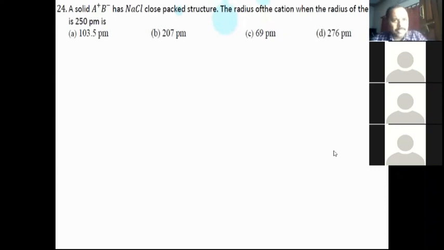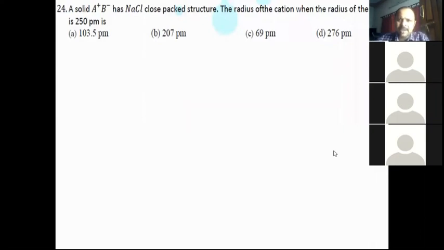A solid A plus B minus has NaCl close packed structure. What is the radius of the cation when the radius of the anion is 250 picometer? How do you go about it? A plus B minus has NaCl structure.